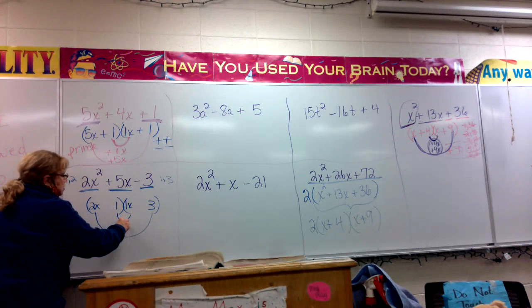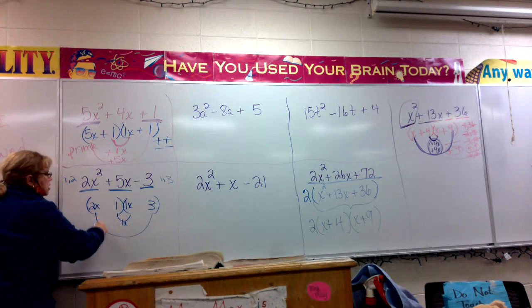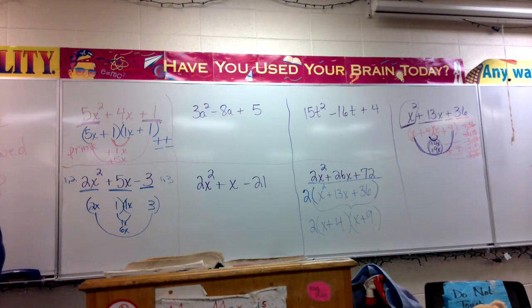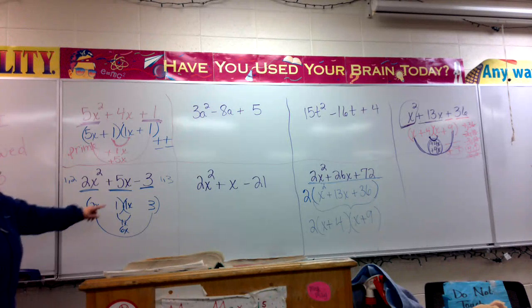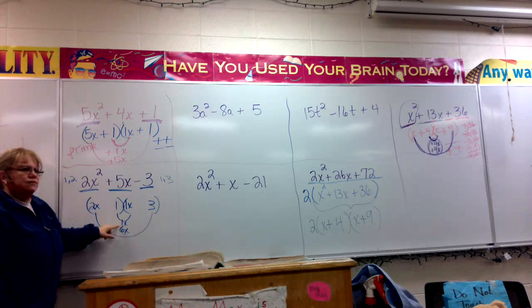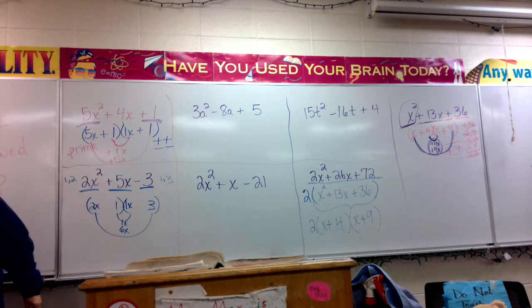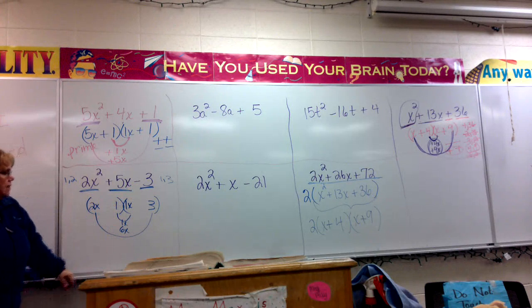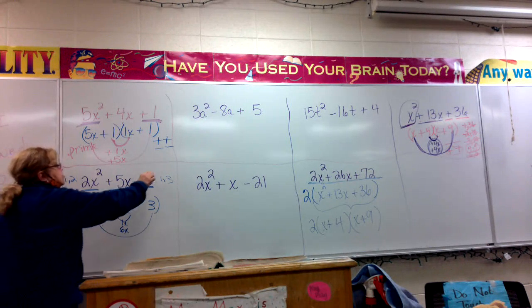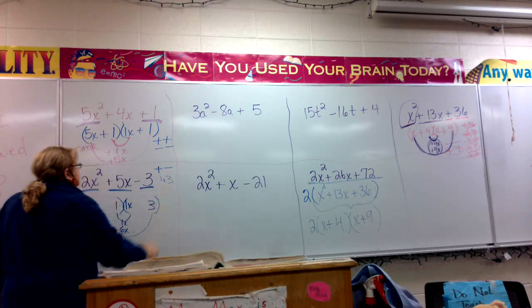What do you get here? 1x. What do you get here? They have to subtract to 5. Do they subtract to 5? Well, yes, and then we're going to put the signs in. Because it's a negative here. How do I get a negative? Has to be one of each. Has to be a positive and a negative.